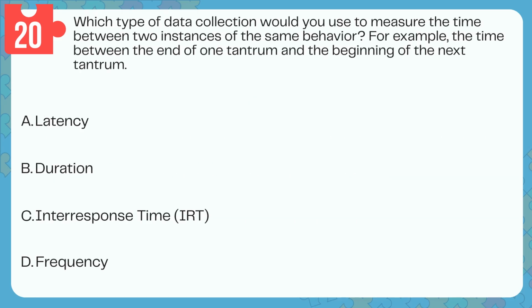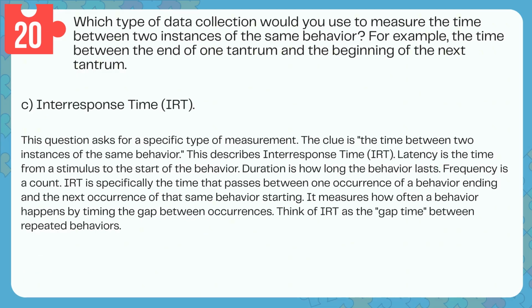Question 20. Which type of data collection would you use to measure the time between two instances of the same behavior? For example, the time between the end of one tantrum and the beginning of the next tantrum. A. Latency. B. Duration. C. Interresponse time, IRT. D. Frequency. Answer: C. Interresponse time, IRT.